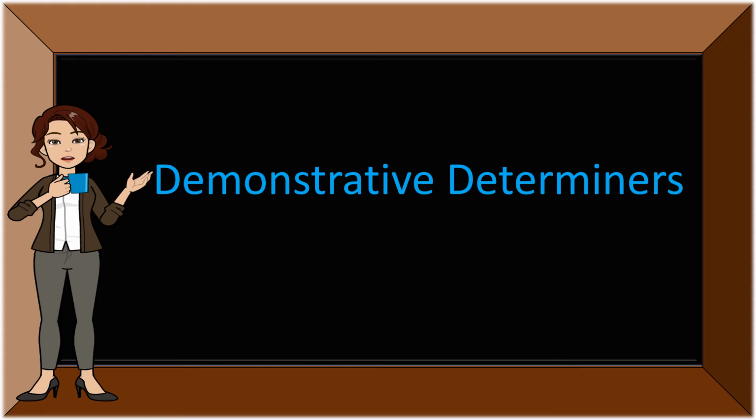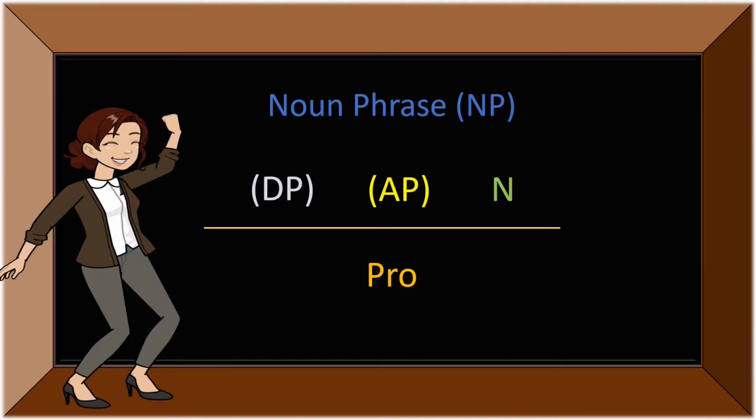Today we're going to talk about demonstrative determiners. But of course, before we get into today's lesson, let's do a quick review. So the noun phrase, NP. The noun phrase can start with a determiner phrase. And we know there's three positions in the determiner phrase.